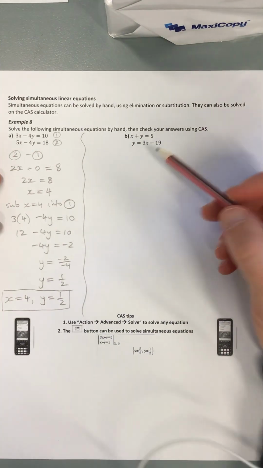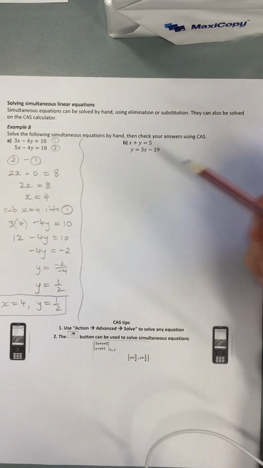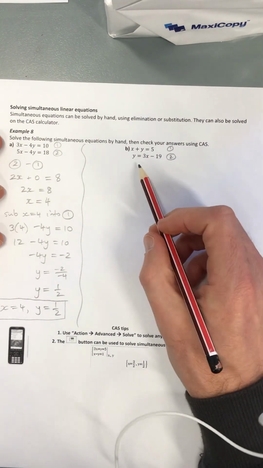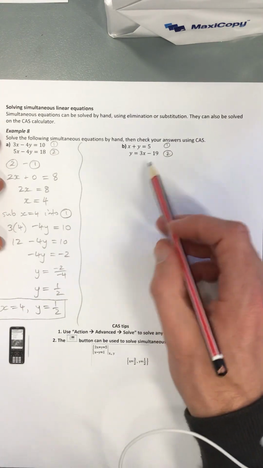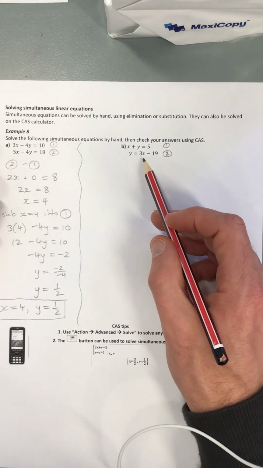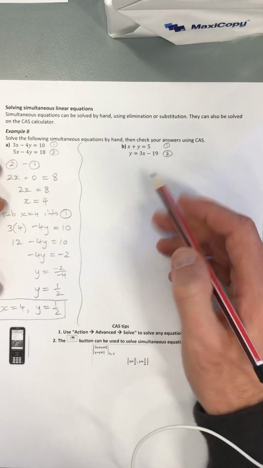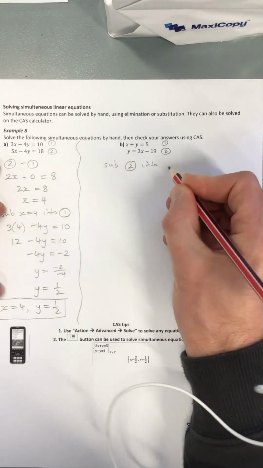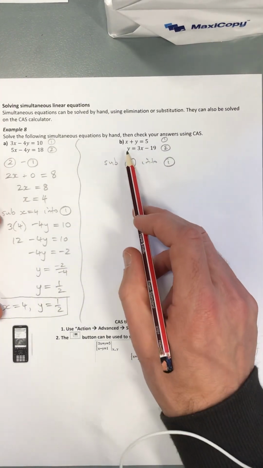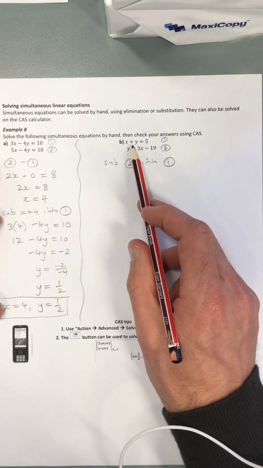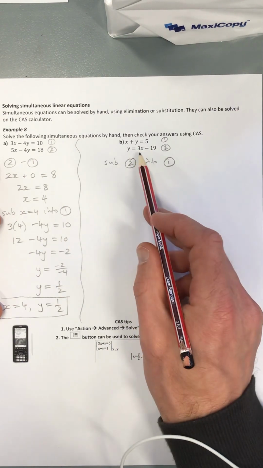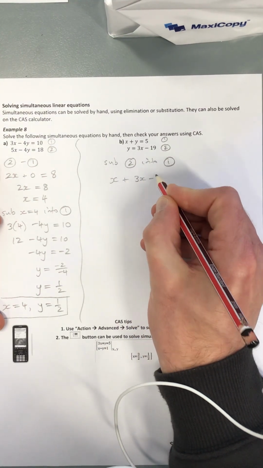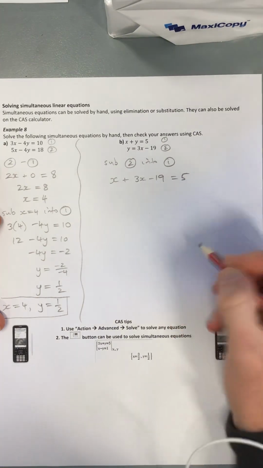Right, second one. This one might potentially lend itself a bit better to substitution. So again, I'm going to number these equations 1 and 2, but because the second equation has y equals, so we've got one of the variables as the subject of an equation, it makes it nice and easy to sub it into the other one straight away. So let's try subbing equation 2 into equation 1. And so equation 1, instead of x plus y equals 5, will become x plus 3x minus 19 equals 5.